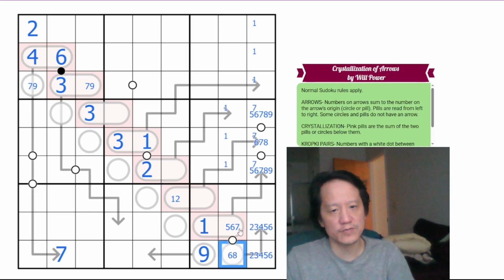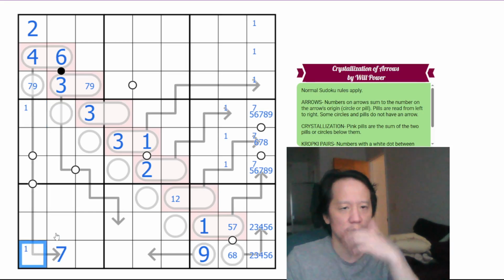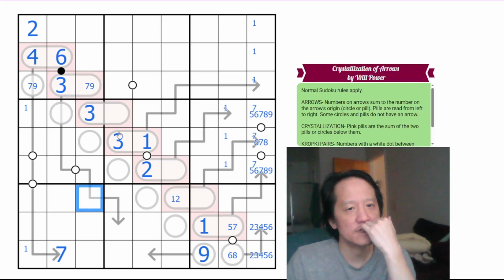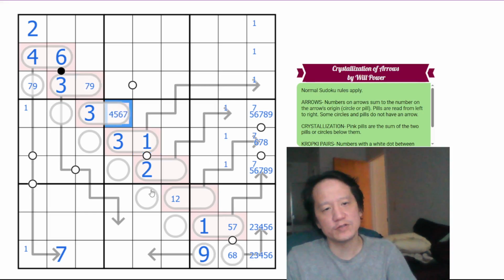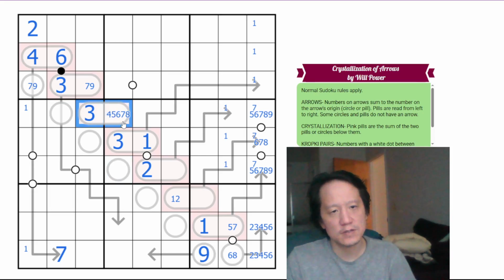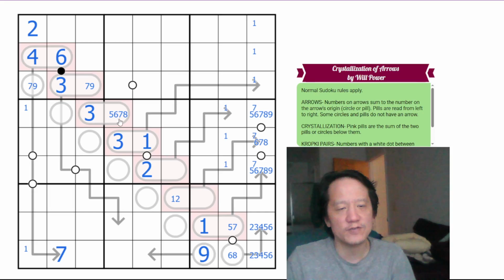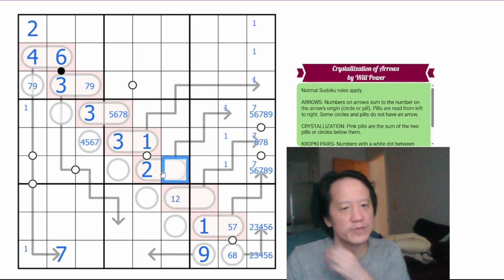So this cannot be 7. This can't be 6. 1 cannot be here, cannot be along this set. So 1 is either here or here. This is either 37 or 39. This is between 31 and 39 at most. So this is 4, 5, 6, 7, 8. If this is 34, this would be 3, which is not possible. If it's 35, this would be 4. 36, this would be 5. 37, this would be 6. 38, this would be 7. So those are all possible.